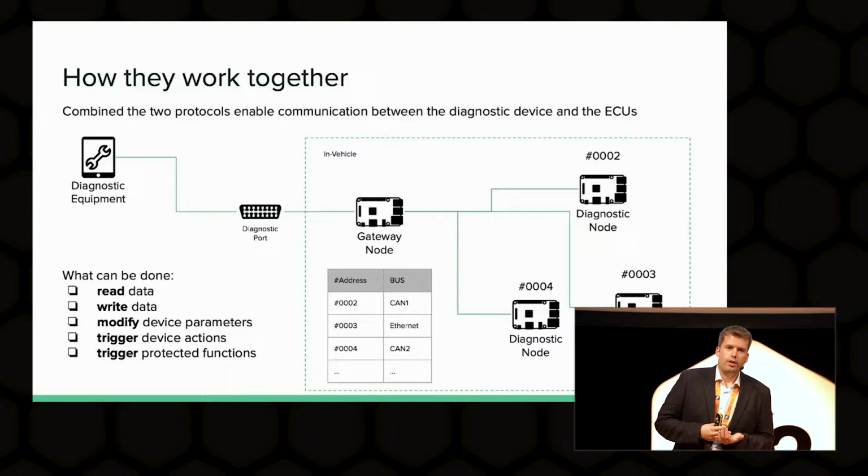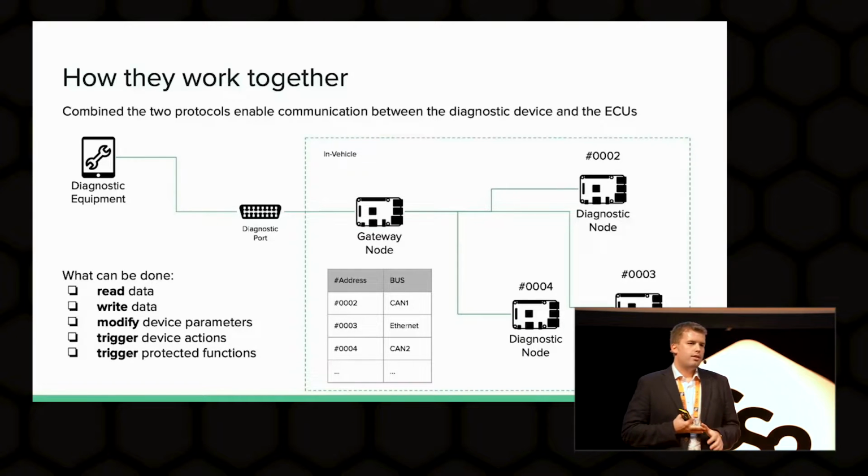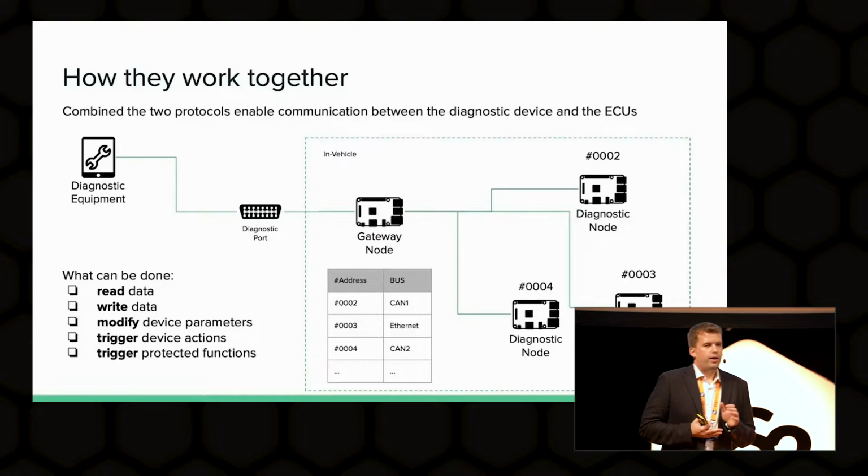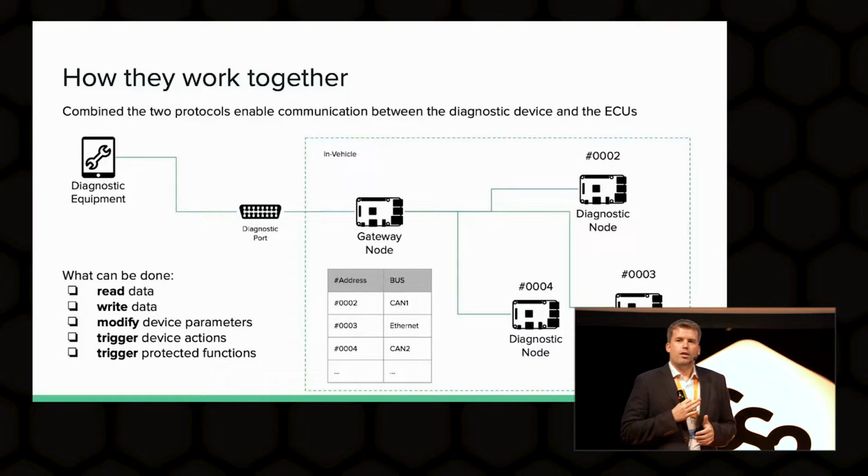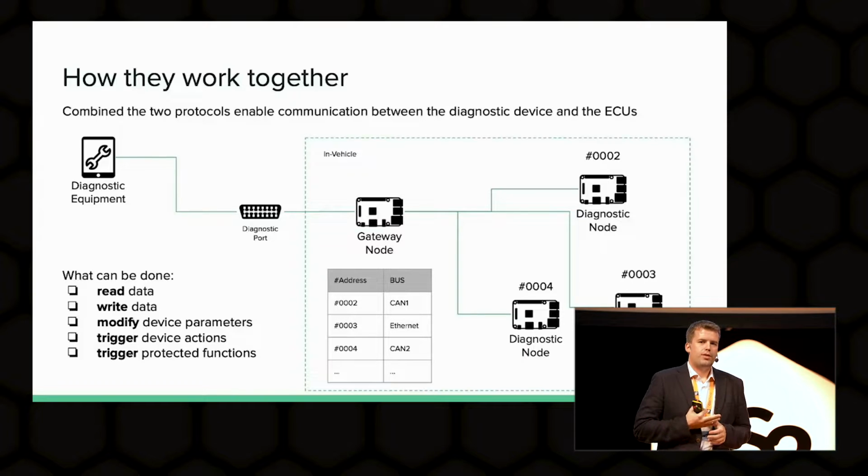So what can we do with these diagnostic messages? We can read data, we can write data, we can modify device parameters, which is actually writing, but it's common to say modify parameters. We can trigger device actions, like do a reboot or do a software update, and we can trigger protected functions. So these protocols offer security features, but as always, it really depends on how the manufacturer implements the standard. So if you use a weak password or one PIN for every vehicle that you have, that's a really bad idea. So best always use vehicle-specific codes.